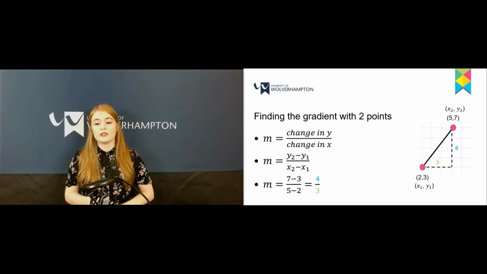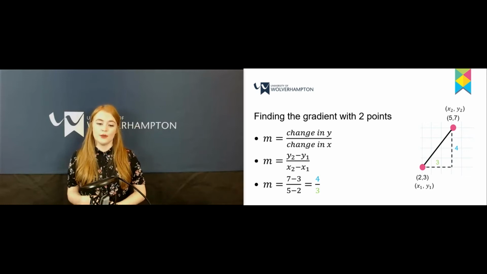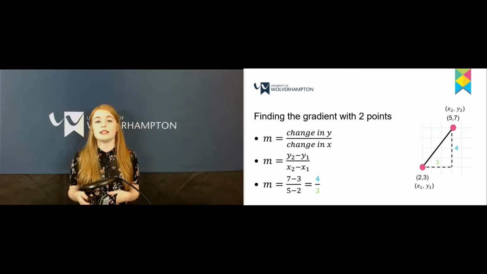Our x2 is 5 and our x1 is 2. So our bottom line is 5 minus 2. And when you plug that into a calculator, you get 4/3. So that is the gradient.